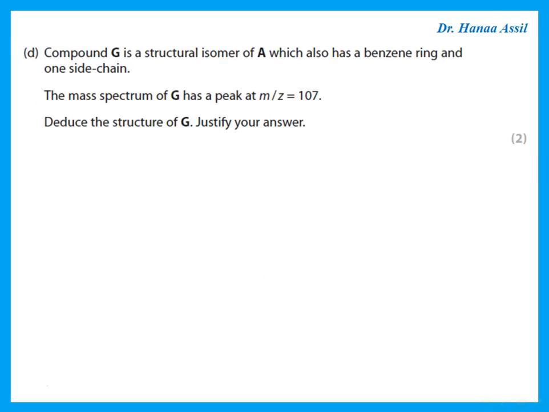Compound G is a structural isomer of A, which also has a benzene ring and one side chain, but he's telling me that the mass spectrum has a peak of 107. So we need to draw a structure that has part of it giving a peak at 107. So what kind of structure?